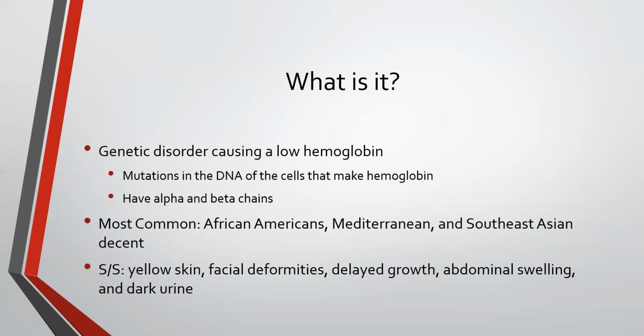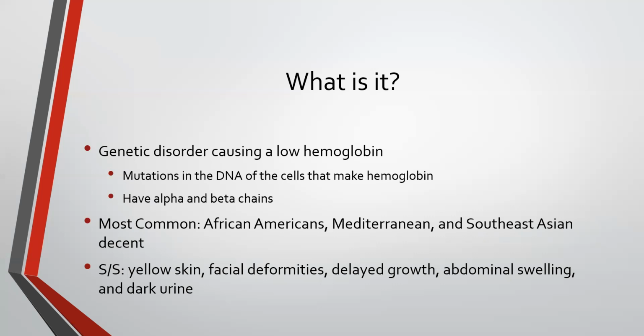Typical signs and symptoms happen to be yellow skin, facial deformities, and this is because the bones actually widen. So our facial bones get wider. They have a delay in their growth. You might notice abdominal swelling, and we'll talk about this. Actually, go ahead and talk about it. It's related to the enlarged spleen. So the spleen actually gets larger and it causes abdominal swelling.